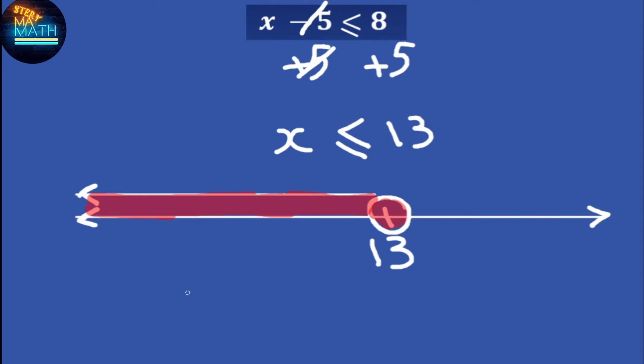And if you want to use the interval notation, start with the left, which is negative infinity, and the right is 13. So negative infinity first, and then 13. Negative infinity and infinity should always take parentheses. And 13, it depends on the circle. If the circle is closed, it will be a bracket, and if the circle is open, use the parentheses. But here the circle is closed, so you will use a bracket.